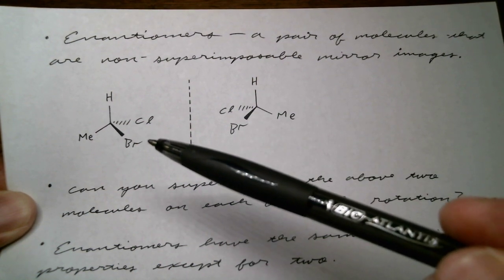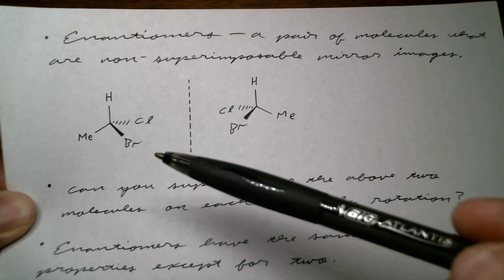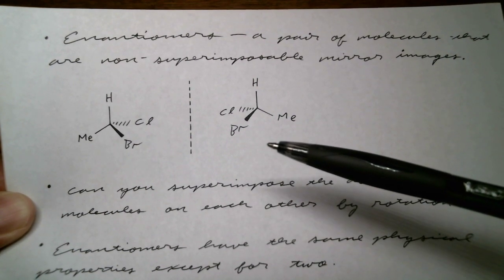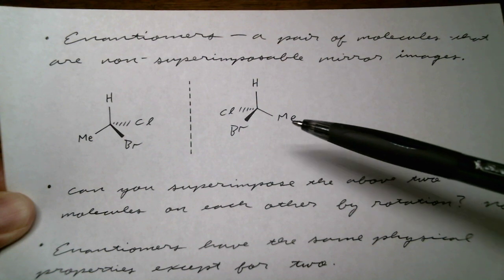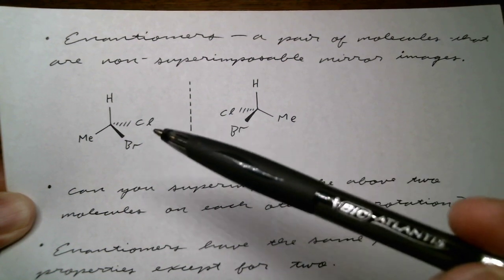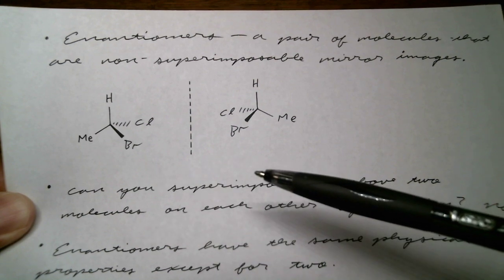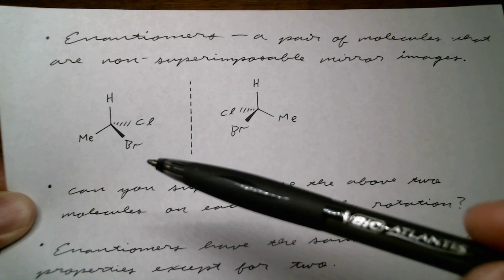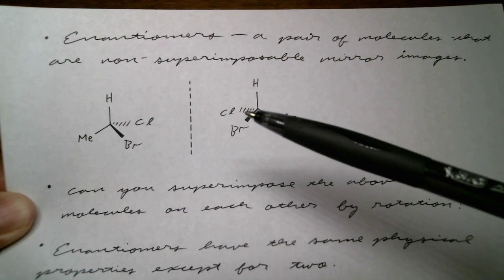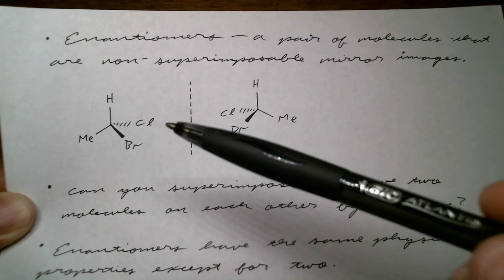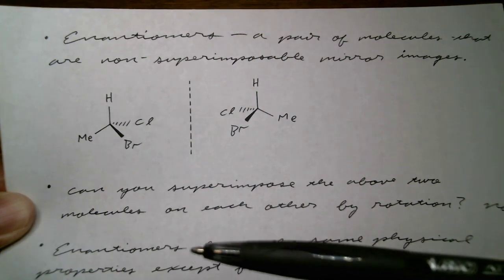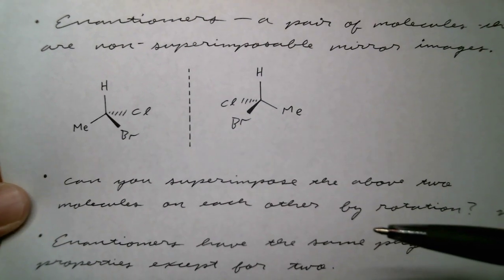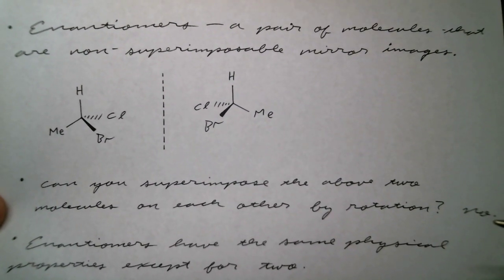So the next question we ask is, is this the same molecule as this particular stereoisomer of 1-bromo, 1-chloroethane? If it's the same molecule, there would be some way where we could reorient this molecule such that all the atoms and all the groups would be able to overlap. You can sort of see, if you try to flip this around and superimpose the methyl and the hydrogen, there's a problem. The chlorine will be pointed forward, and the bromine will get the dash bond, so those will not be able to superimpose. So in answer to the question, can you superimpose the above two molecules on each other by rotation? The answer is no.